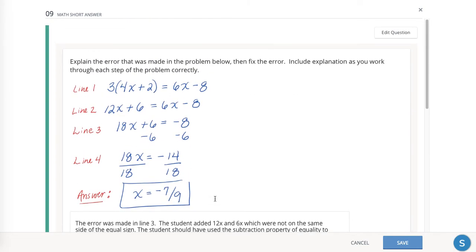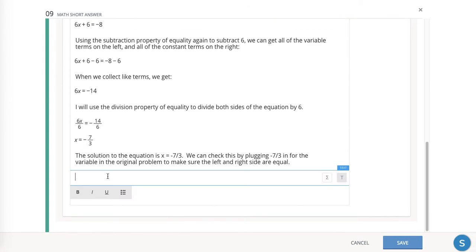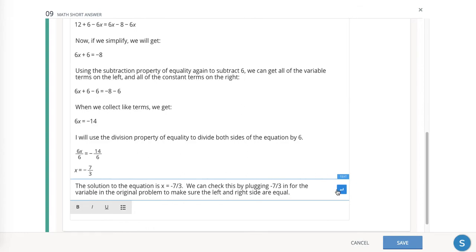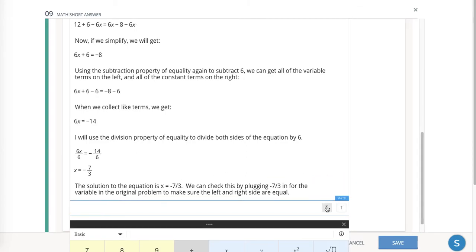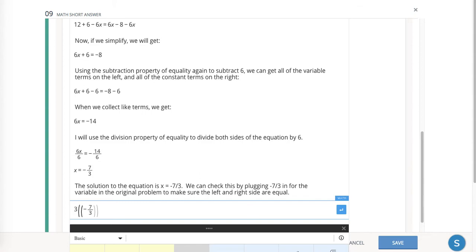So I'm going to go back to my original equation, 3 times the quantity 4x plus 2. I'm going to replace this x with -7/3. So 3 times the quantity, and I think I'm in text, so I'm going to go back. I want to use my math tool. So I'm going to use my math tool, and 3 times the quantity -7/3. And that's going to be, I need to multiply that by 4 out in front here, and then I can add my plus 2. So that's what the original problem on the left looked like. And then I had 6 times -7/3, and over here it was a -8.